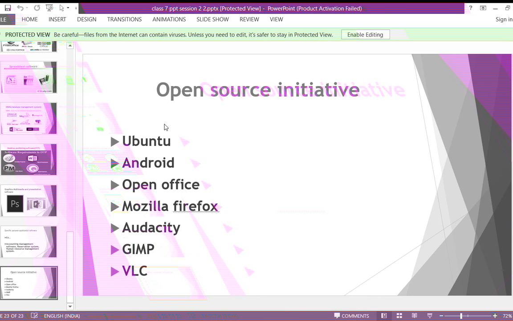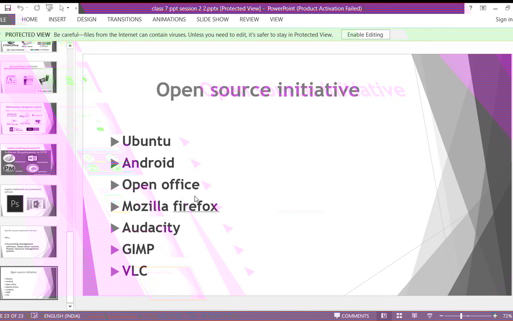So for what purpose are we going to use Ubuntu? It is an operating system, and we can also store apps in it. Ubuntu is one of the operating systems, which is the interface between the user and the computer. Next comes Android. As you are using an Android phone, Android is used as the operating system in smartphones and tablets. Next, it is OpenOffice.